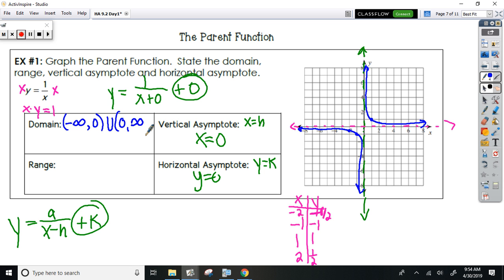Now that's the long way to write the domain. You can write it like that if you want. But personally, I like to write less. So another way that you can write that is all real numbers except, what number is it not allowed to be? Where's the asymptote? 0. So you can write all real numbers except x cannot equal 0.